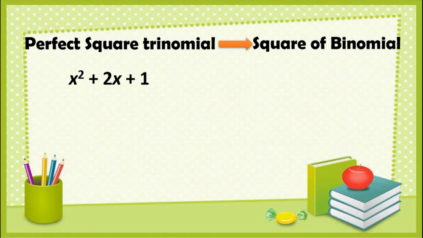If we have this example, x squared plus 2x plus 1, this is an example of a perfect square trinomial. Why? Because the first term and the last term are perfect squares, and the middle term is twice the product of the square roots of the first term and the last term. How do we convert this to a square of a binomial?